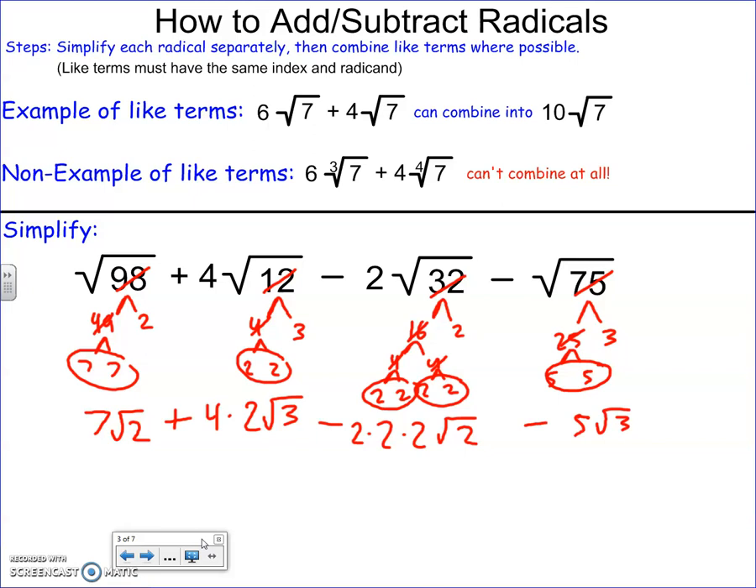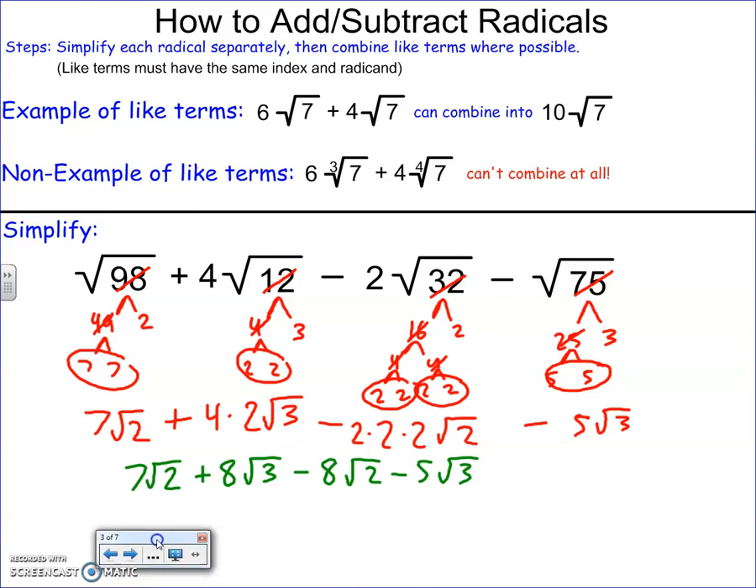So if I fix each of these, this first one stays 7 root 2 plus 8 square root 3. Negative 2 times 2 times 2 is negative 8 square root 2. And then that's just minus 5 root 3. Now I'm going to combine like terms. So here's 7 root 2. Here's negative 8 root 2. Those are both root 2.